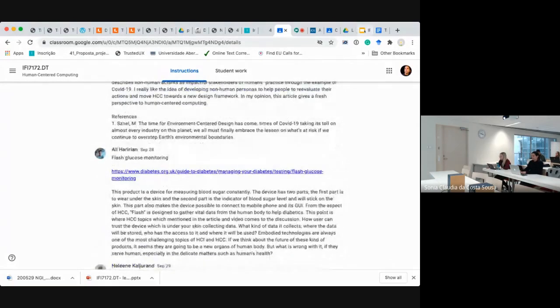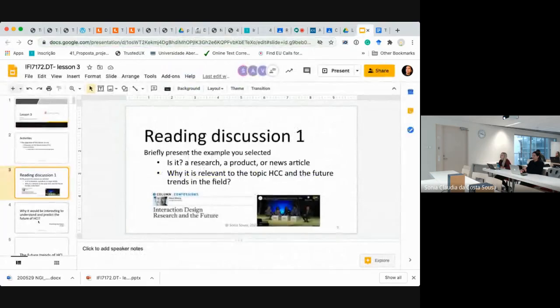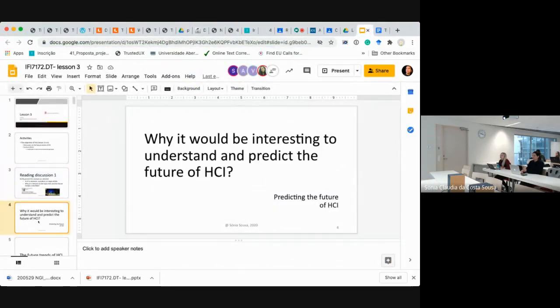So I need to move forward with the lesson. I'm not going to provide all things at once. I have too many slides, too many ideas. But this lesson is important because it complements the readings that you are going to do in the next two weeks. The reading is about the future: why we need to understand the future, why we need to predict the future to create better designs. That's the idea.